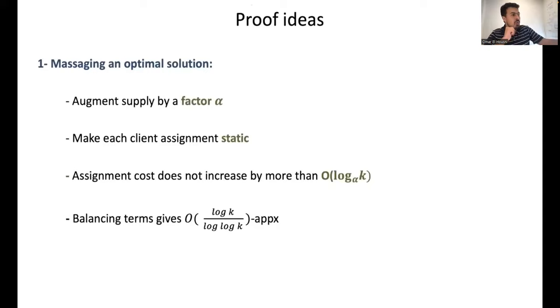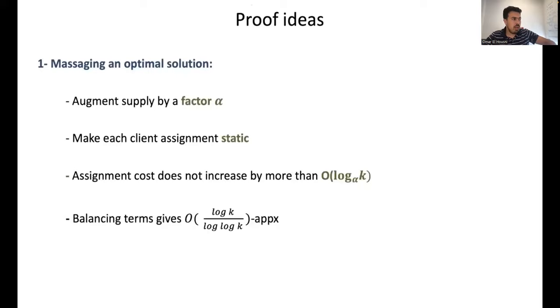And then we make each client's assignment static. Of course, the client might not go to the closest facilities, but to something a bit far, and that's why the assignment cost would also increase. What we were able to show is that the assignment cost was not going to increase by more than log k over alpha. And the last step in the proof is to find the right factor alpha for which you augment the supply and the assignment cost does not increase by more than log k over alpha. Then choosing the right alpha gets you this log over log log. Okay.